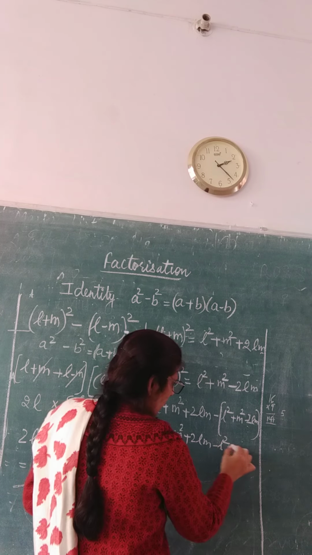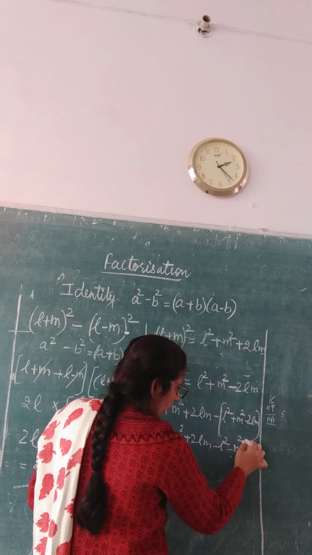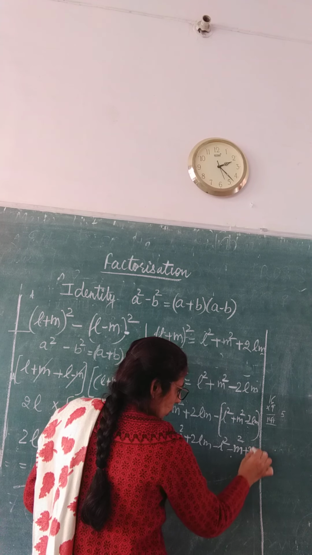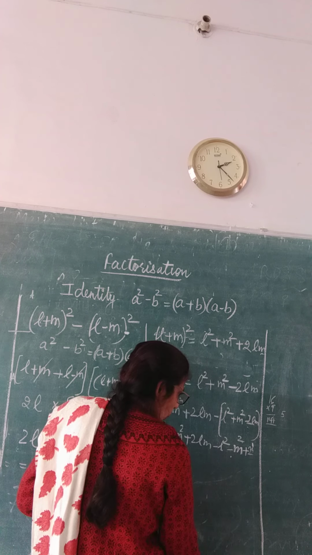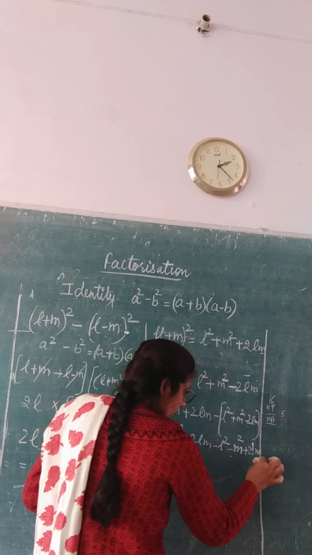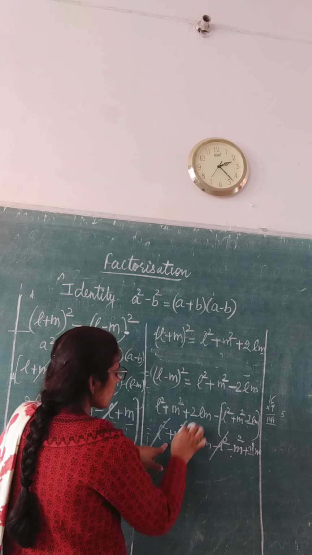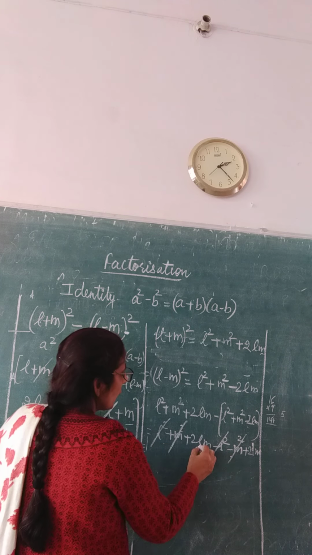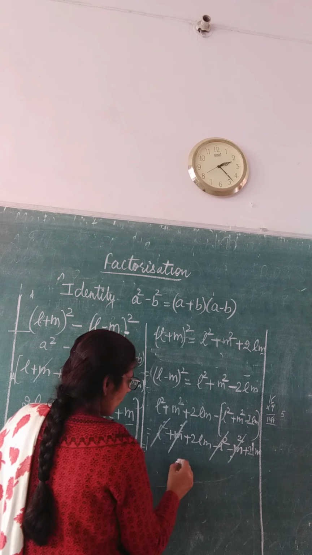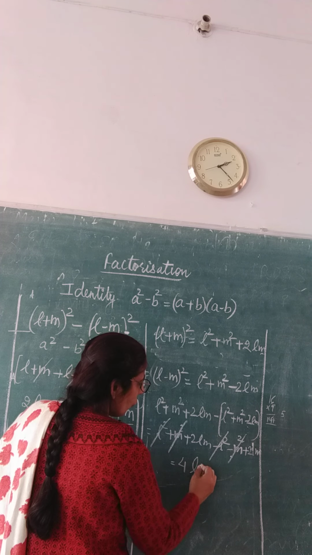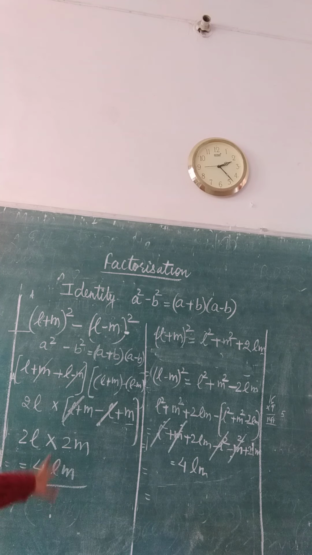So this will be minus L square, minus M square, minus into minus is plus 2LM. Plus 2LM. So this is minus L square, this is plus L square. Cancel. This is plus M square, minus M square. This is plus 2LM, plus 2LM. So the answer will be plus 4LM. So whatever method you follow, the answer will be the same. So I hope you have understood.